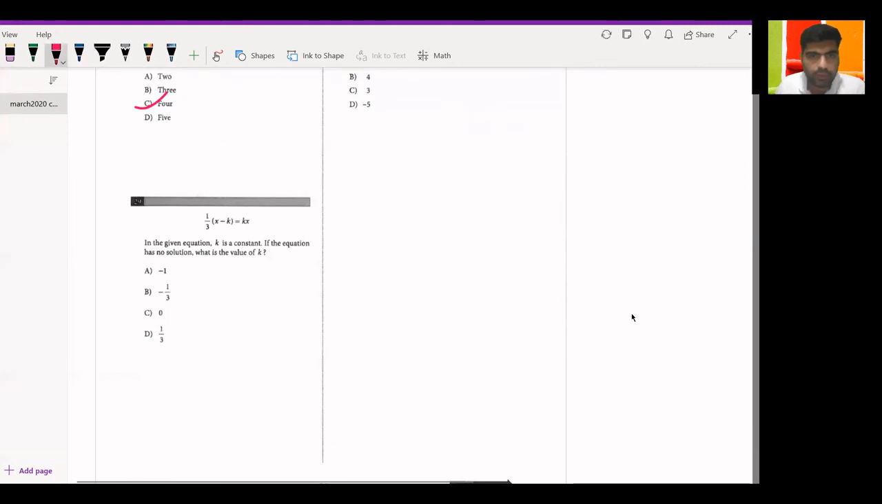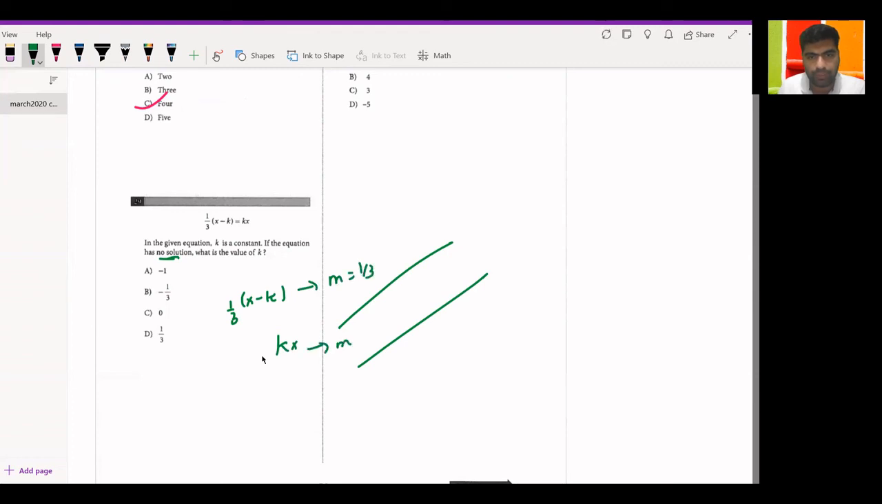29. If the equation has no solution, it means the two lines are parallel, they are not intersecting. The first line is 1 over 3 x minus k, and the second line is kx. The slope for the first line is 1 over 3, the slope for the second line is k. Since the two lines are parallel, the two slopes must be equal, so k is 1/3.